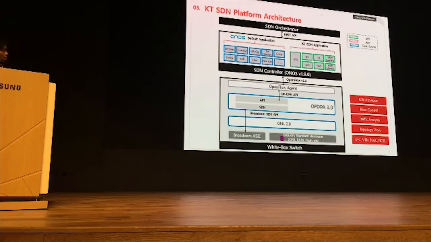There are five main functions for this basic ONOS SDN platform. The first is network provisioning, the second is flow control, the third is traffic analysis, and topology view, and we have many application-based functions such as service function chaining, virtual tenant network, NAC, BOD, load balancing, and so on.